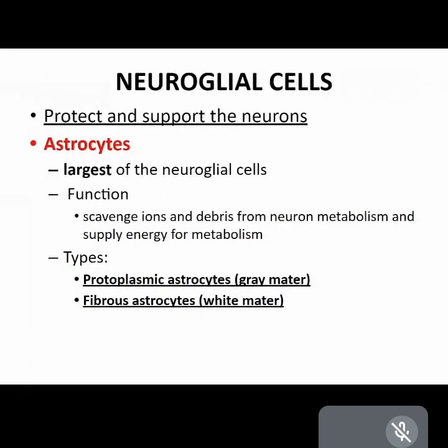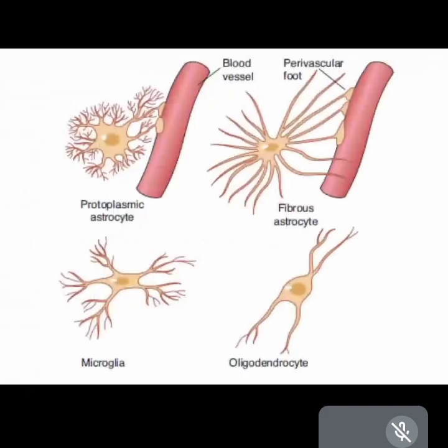So glial cells are the ones that protect and support the neurons. The first one is the astrocyte. It's the largest of all the neuroglial cells. Its function is to scavenge the ions and debris from neuron metabolism and supply energy for metabolism. There are two types: the protoplasmic astrocytes in the gray matter and the fibrous astrocytes in the white matter.